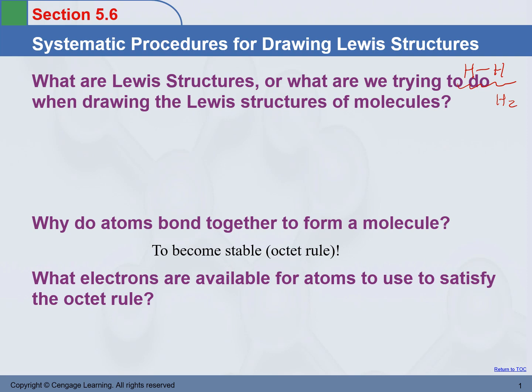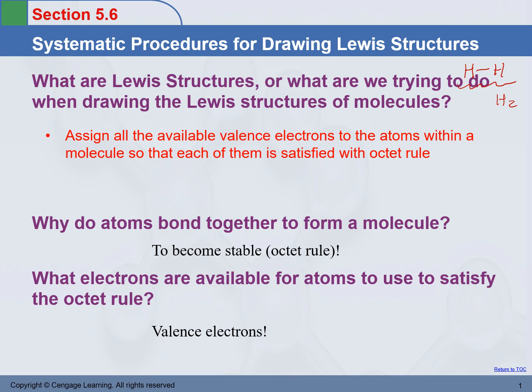Then, to get 8, what are the electrons that are available for them to use in order to get 8 for all of them? Each one of them is going to get 8. What are the electrons available? Valence electrons, of course, electrons in the outermost shells of the atoms involved. Now, once we understand these two concepts, let's come back to describe what we are trying to do when we draw the Lewis structure of a molecule.